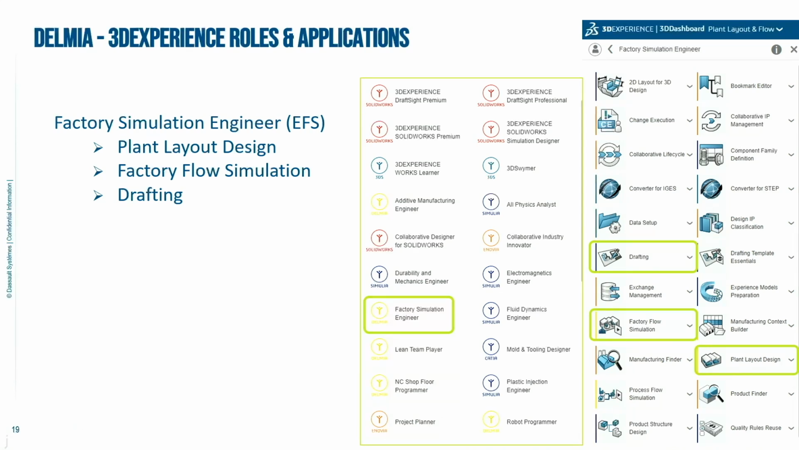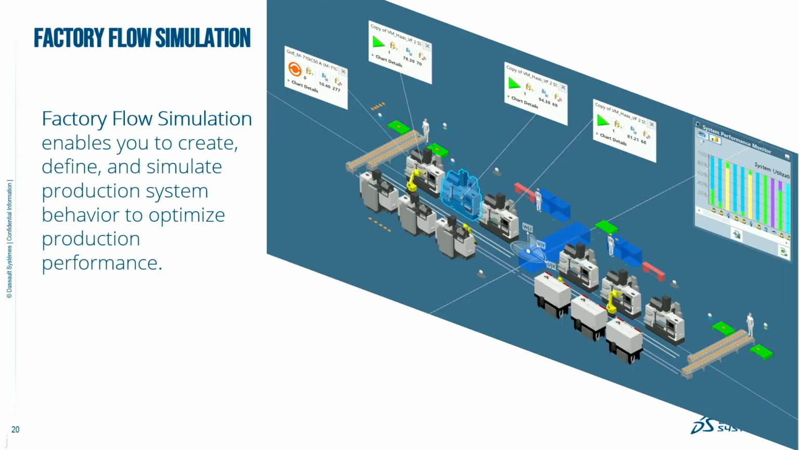So now we'll look at what other things we're using. So we saw plant layout design. I'm going to show some factory flow simulation. This is the part that I really like. I was in production planning. I wish I had this for many reasons.